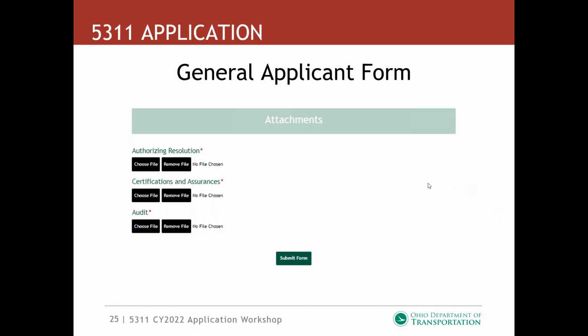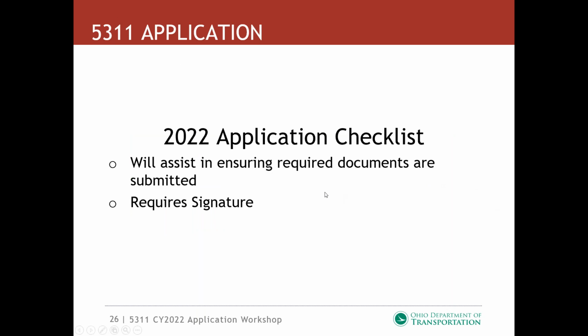All right, so I want to start back up here and move on. All right, and then the application checklist. This was new last year, but we implemented it again. Basically, it's just going to go through all the required documents so you guys can have a checklist, and it does require a signature and upload back into Black Cat.